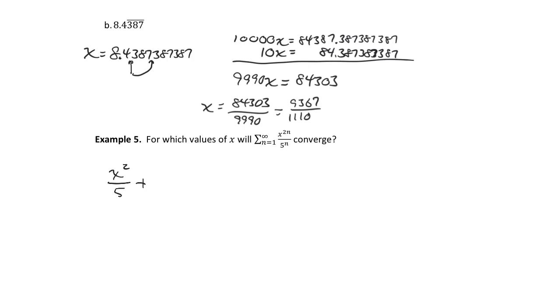And then when n is equal to 2, I'll have x to the 2 times 2, so x to the 4th over 5 squared. I'm just going to leave that as 5 squared. When n equals 3, we have x to the 2 times 3, so x to the 6th divided by 5 cubed. Oh, I see the pattern. Next one should be x to the 8th divided by 5 to the 4th, and then x to the 10th divided by 5 to the 5th.